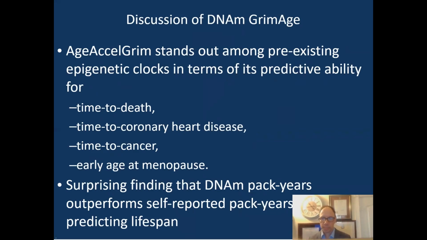So GrimAge is our best predictor of time to death, time to heart disease, time to cancer. It also relates to early age at menopause. GrimAge uses a methylation-based estimator of smoking pack years, which interestingly outperforms self-reported smoking pack years in predicting lifespan.